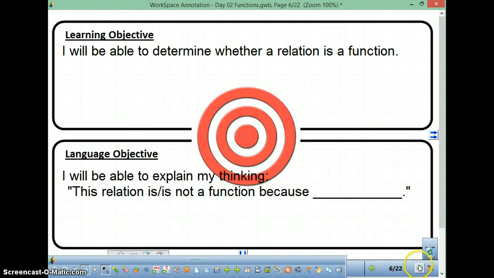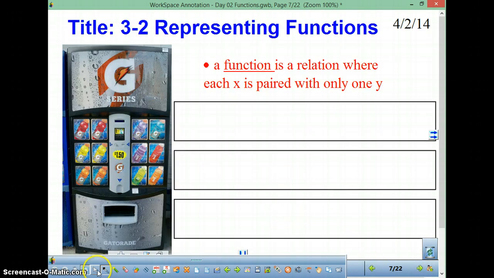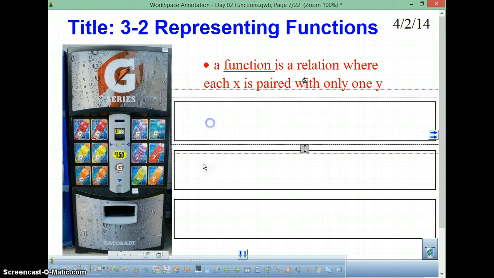Objective for today is to determine whether a relation is a function. Take a look at this. Here you have a drink vending machine. It also says a function is a relation where each x is paired with only one y.